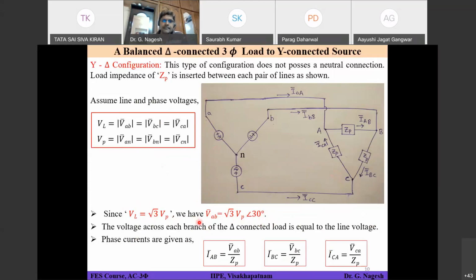Now we will see what is going to happen on the load side. So what will be this current IAB? Can you say in terms of voltage and impedance? IAB phasor.